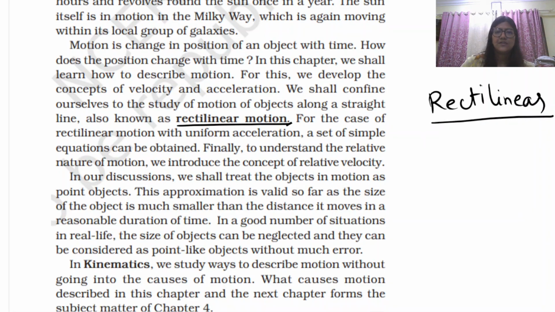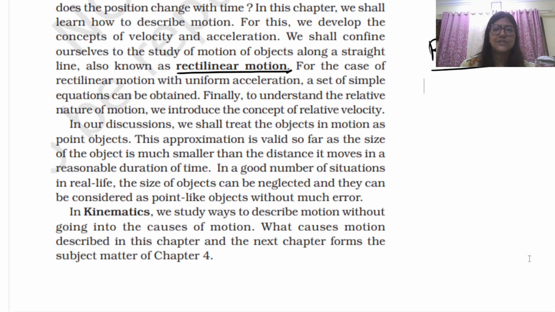For the case of rectilinear motion with uniform acceleration, a set of simple equations can be obtained. Now this is a little bit ahead, we'll discuss this later. Just accept this for now, even if you don't get it, it's fine. Finally, to understand the relative nature of motion, we introduce the concept of relative velocity. What is relative velocity? We will find out. Patience. In our discussions, we shall treat the objects in motion as point objects.